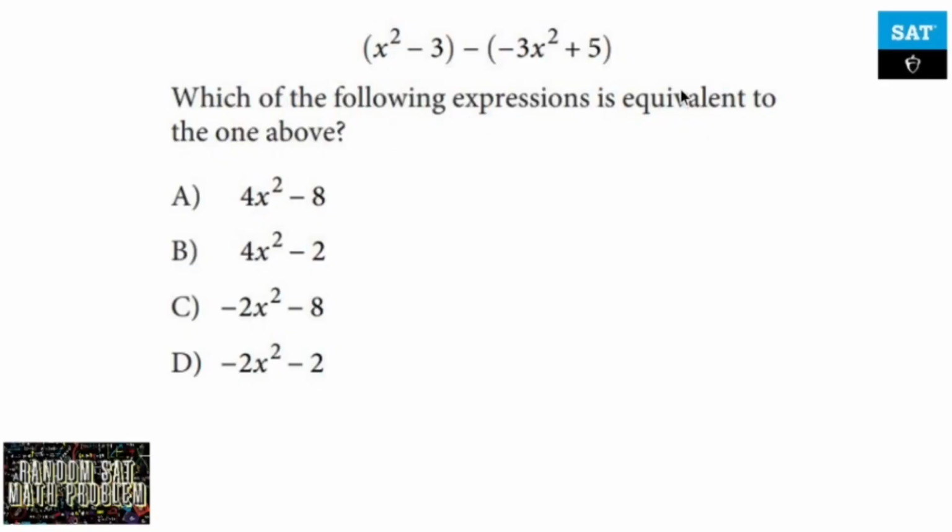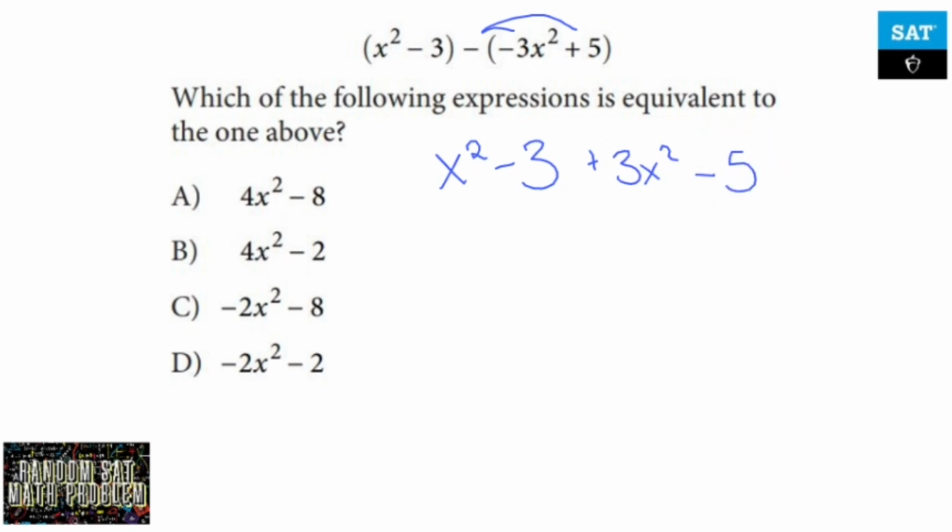Which of the following expressions is equivalent to the one above? All right, so we have a polynomial in parentheses minus a polynomial in parentheses. Rule of thumb: if there's nothing in front of the parentheses, get rid of them. You don't need them. However, if there's a negative in front of the parentheses, distribute the negative. What that does is it flips every symbol inside the parentheses. Negative 3x squared is positive 3x squared. Positive 5 is negative 5.